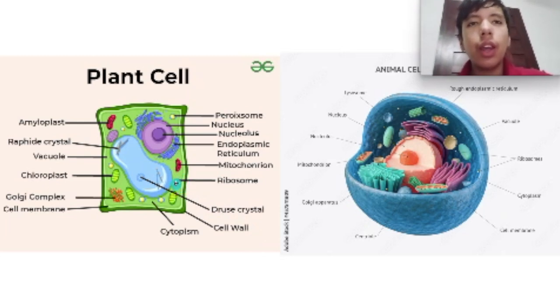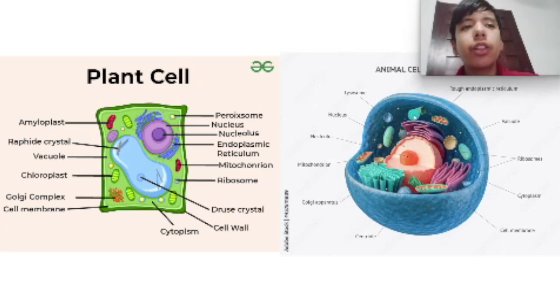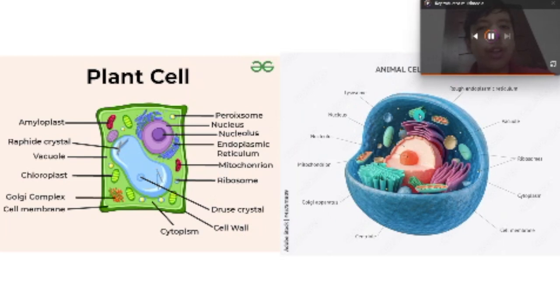Centrioles. Anchorage for the cytoskeleton. It is absent in plant cells, but it is present in animal cells.